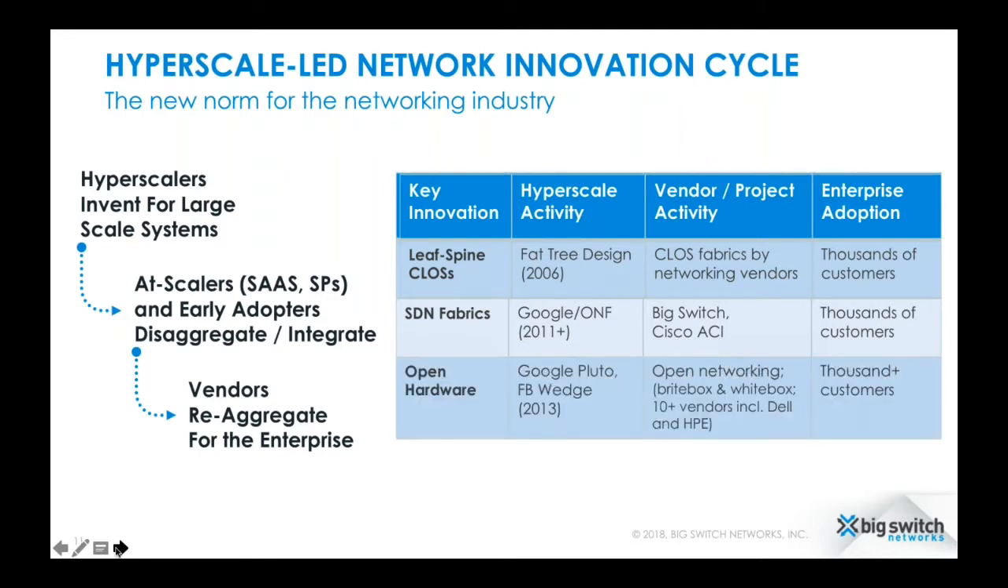Google's Pluto project, kind of the secret switch that was talked about in 2013, and later Facebook's Wedge switch, both brought the concept of open networking hardware, and then OCP later made that a very standard aspect of the networking track. And we are seeing nearly a dozen vendors now supporting open networking products, both branded white box vendors as well as ODM white box vendors, including Dell and HPE. And we see that 1,000+ customers have been deploying these solutions. So these have become mainstream.